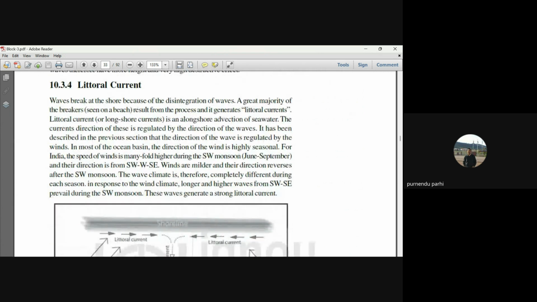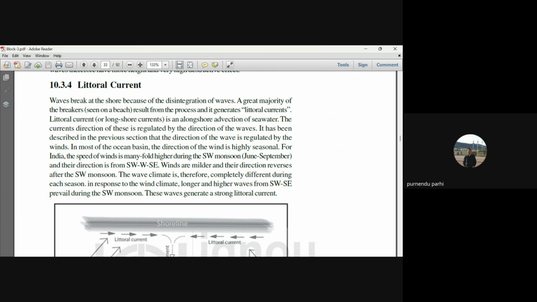Littoral current. Waves break at the shore because of the disintegration of the wave. A great majority of the breakers result from the process and it generates littoral current. Littoral current is an along-shore advection of seawater. The current direction is regulated by the direction of the waves. It has been described in the previous section that the direction of the wave is regulated by the wind.